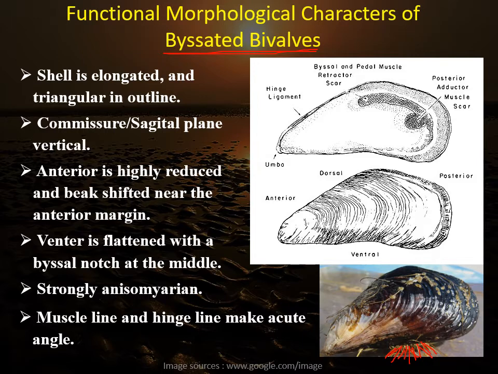Now, what are the shell characters by which we can identify this mode of life? In this case, the shell is also elongated. Although it may look somewhat triangular in shape, the shell is elongated along the anterior posterior line.